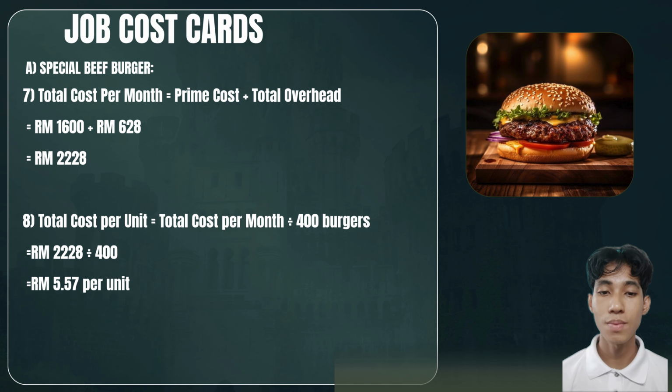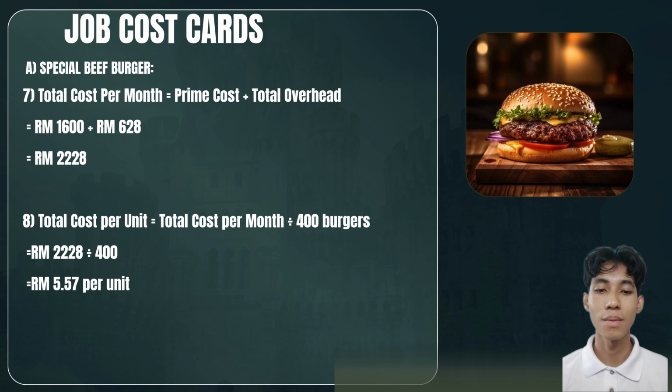To find the total cost per month, we must combine the prime cost and the total overhead cost. So 1,600 plus 628 ringgit, we got 2,228 ringgit. For the total cost per unit, we must divide the total cost per month with 400 burgers. So after dividing it, we got each unit cost at 5 ringgit 57 cents.